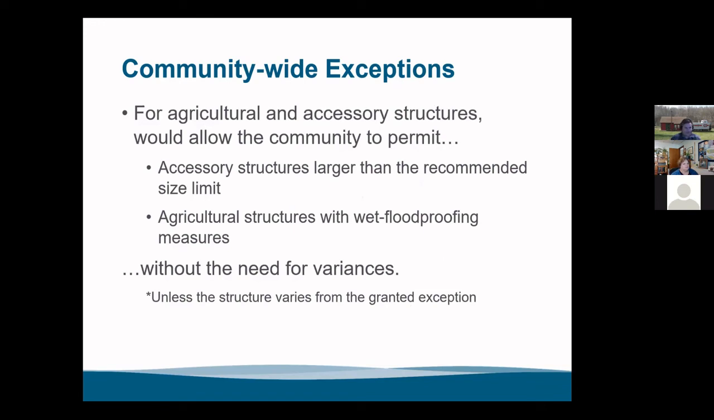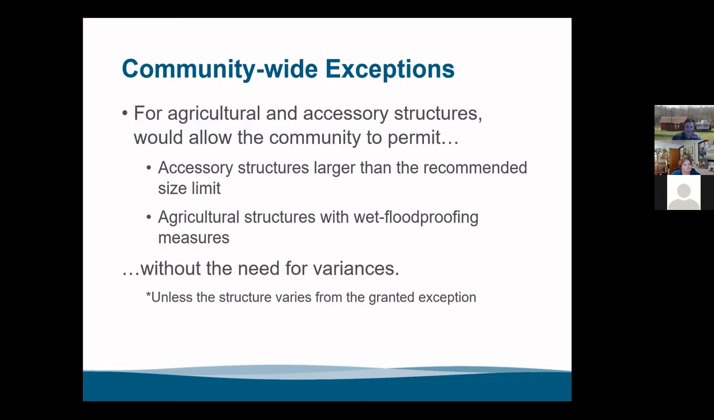So what does this mean for agricultural and accessory structures? Well, this would allow the community to permit within the parameters of that community-wide exception. So if they got a community-wide exception for accessory structures larger than that recommended size limit, or for agricultural structures with wet floodproofing measures, you could have a community-wide exception that allows you to permit those practices without the need to pass a variance, unless the structure varies further from that granted exception, right? So it has to be still within those parameters of the community-wide exception.